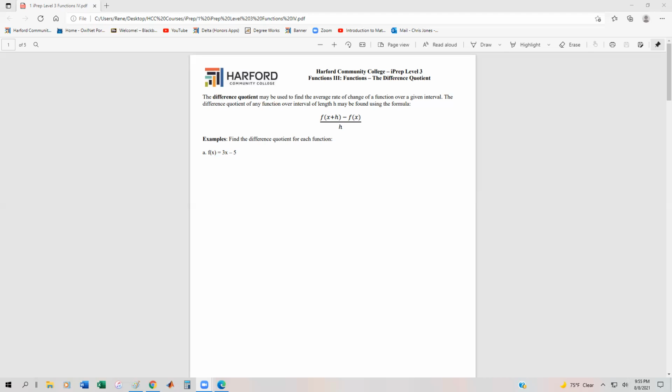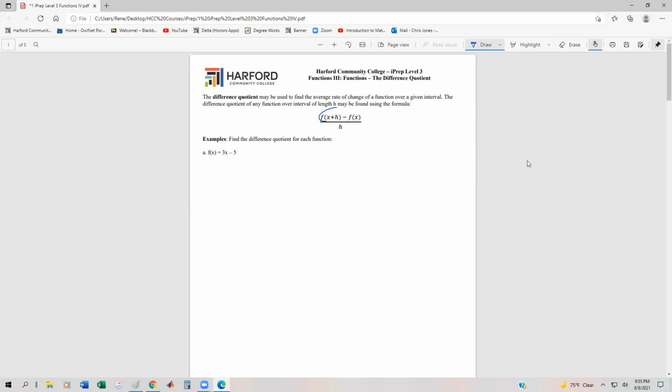We're going to be using this formula, f of x plus h minus f of x, divided by h. So really, this just turns into a big old algebra problem when we do this. In these examples, we're going to be finding the difference quotient for just a couple of functions. We're going to start off with our fairly basic linear function: 3x minus 5, and we want to find the difference quotient for that function.